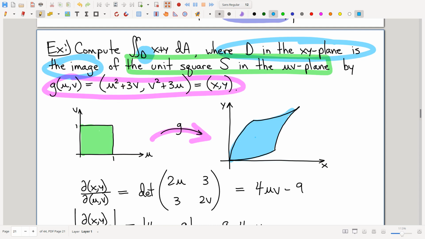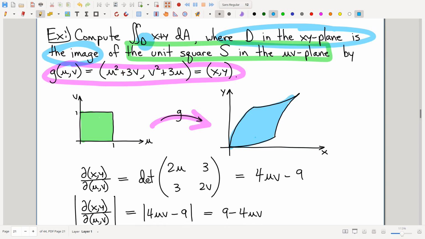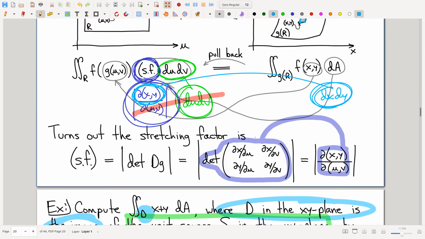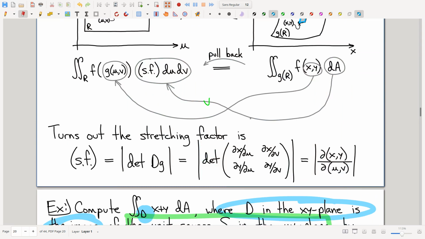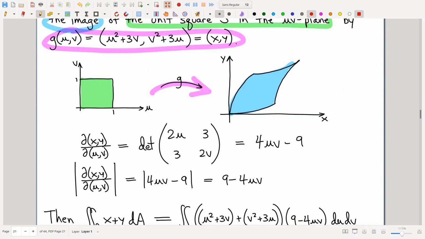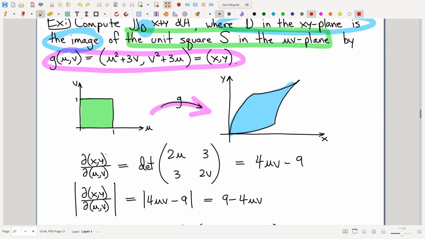Okay, that said, we need to compute our stretching factor. We have our formula up here for our stretching factor. Let me get rid of the mess. Yeah. Okay, there we go. Let's see. Our stretching factor is the absolute value of the Jacobian determinant. So let's start computing that. That's the stretching factor. Here's the Jacobian determinant.